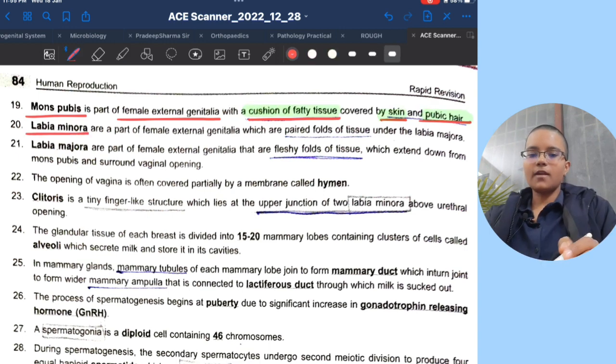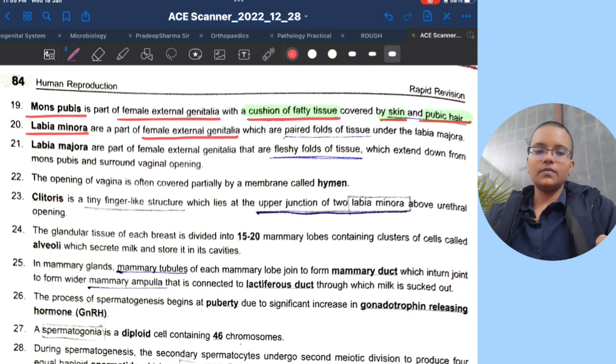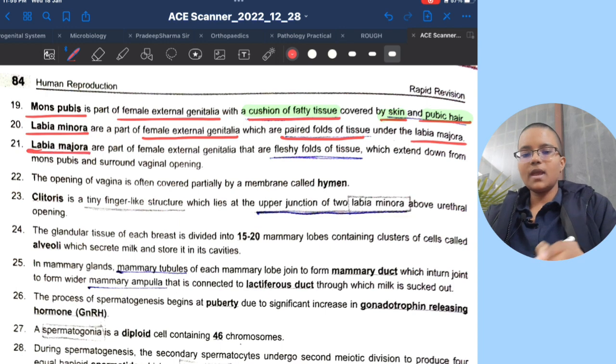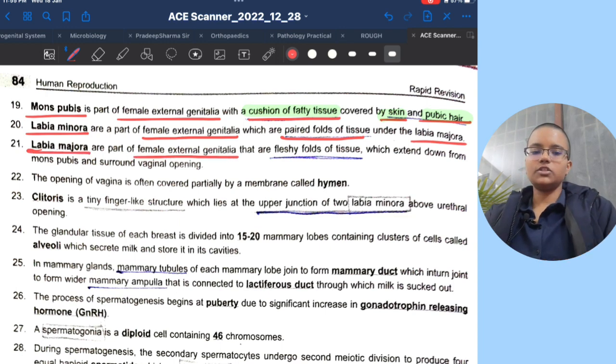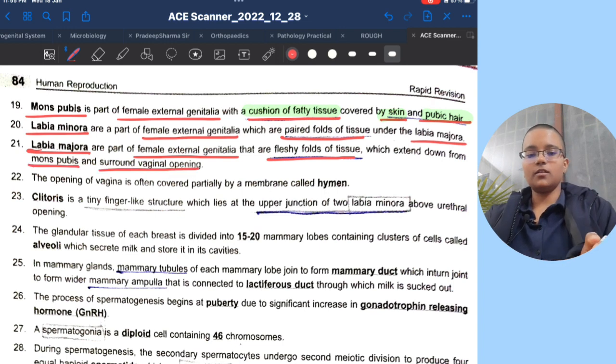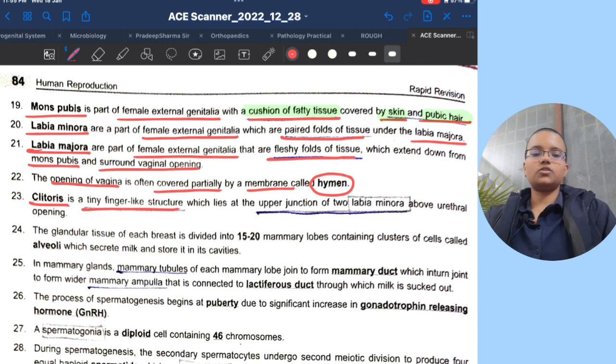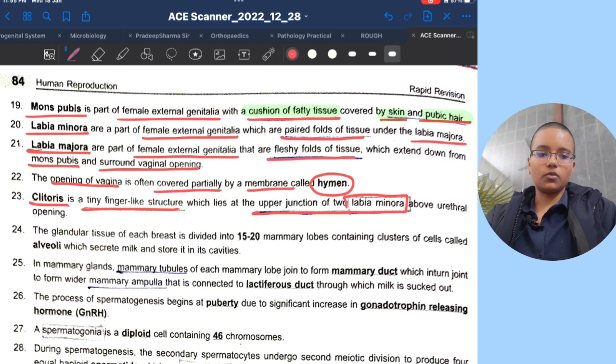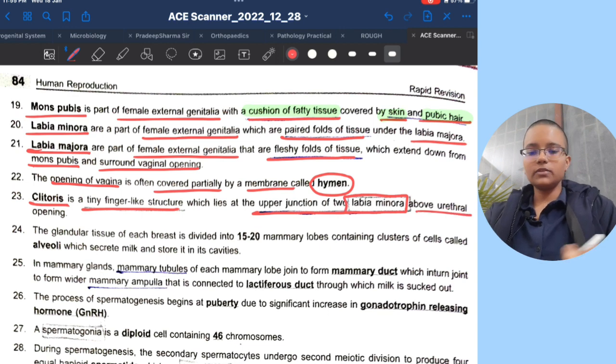Labia minora are a part of female external genitalia, which are paired folds of tissues under the labia majora. Labia majora are part of female external genitalia that are fleshy folds of tissues which extend down from mons pubis and surround the vaginal opening. The opening of vagina is often covered partially by a membrane called hymen. Clitoris is a tiny finger-like structure which lies at the upper junction of two labia minora above the urethral opening.